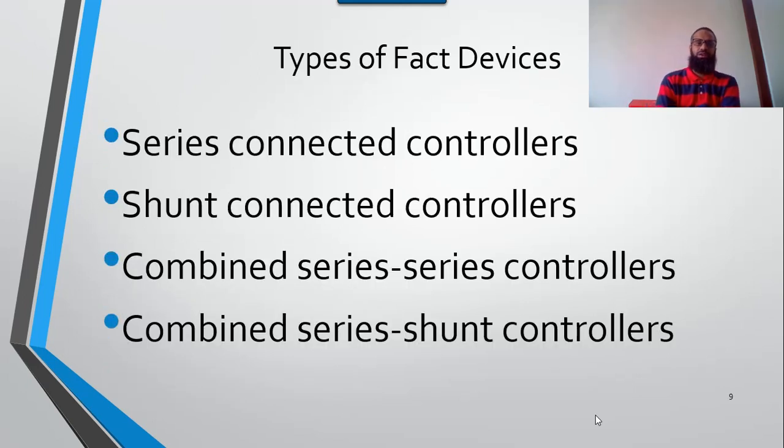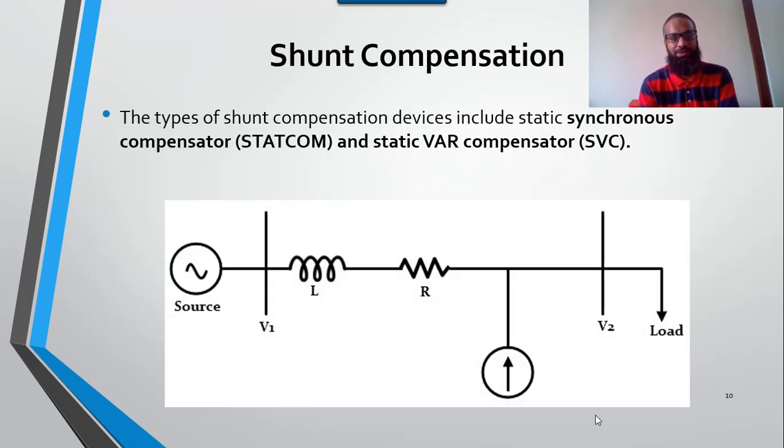So there are four different types of FACTS devices which are commonly used. One is the series connected controller. Second one is the shunt connected controller. Third one is the combined series controller, and fourth one is the combined series-shunt controller. In order to understand these four controllers, we need to understand the basic series and parallel compensators which are used in power transmission.